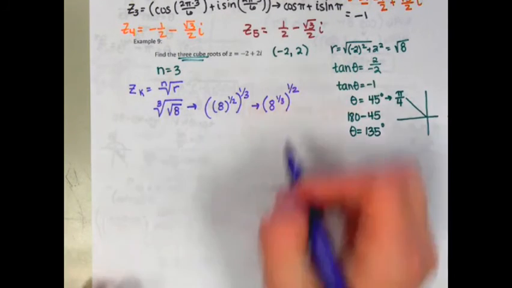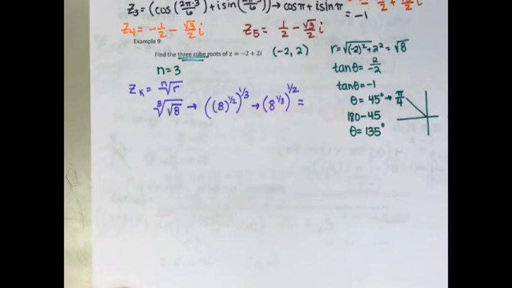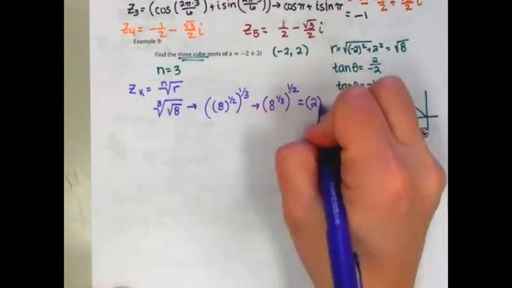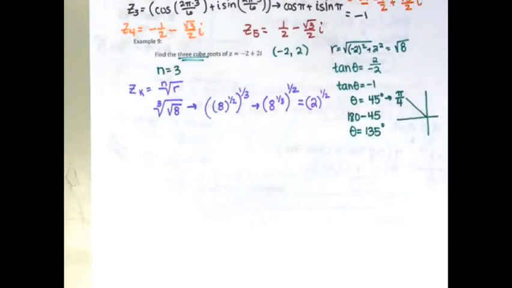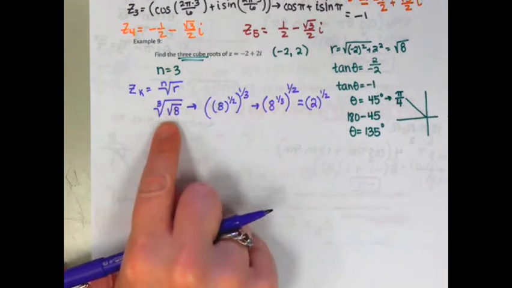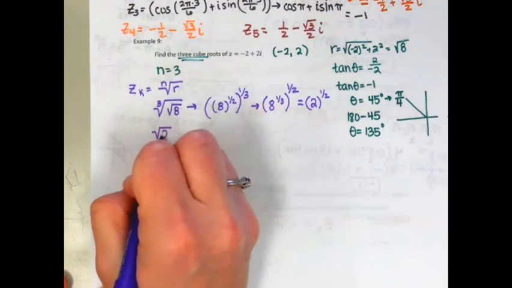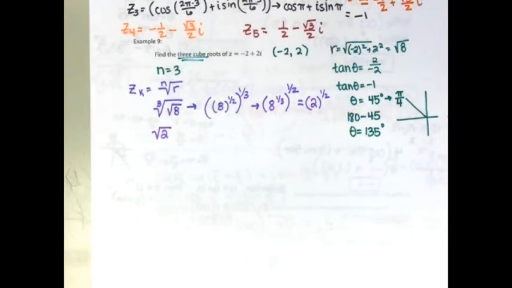What is the cube root of 8? 2. The cube root of 8 is 2. And then can I raise it to the 1/2 power? Can I take the square root of 2? No. So really the cube root of the square root of 8 is really just the square root of 2. Does that make sense to you guys?